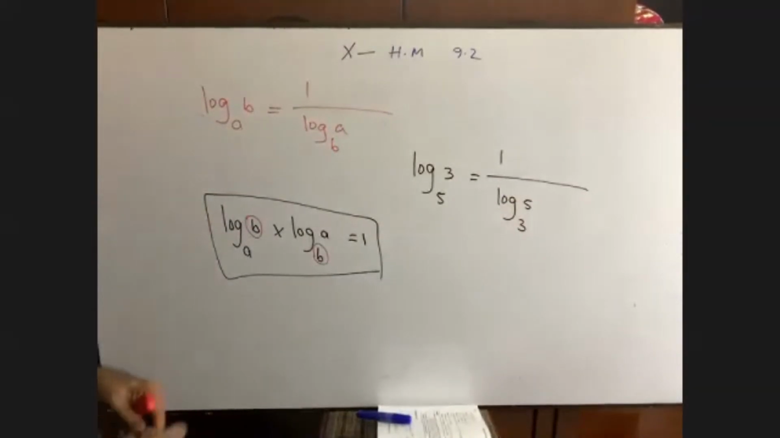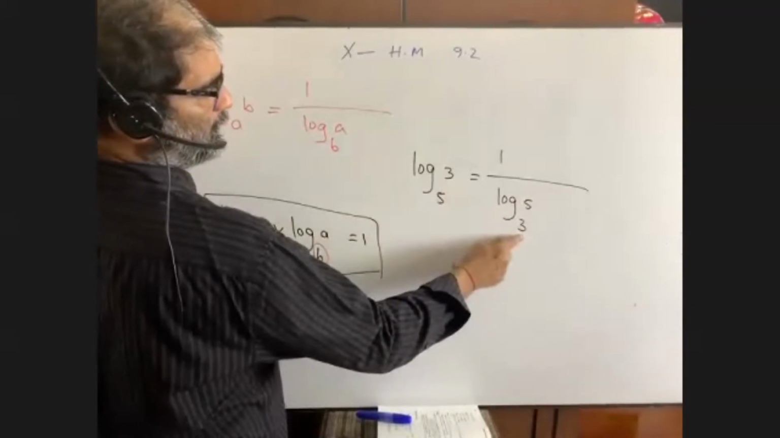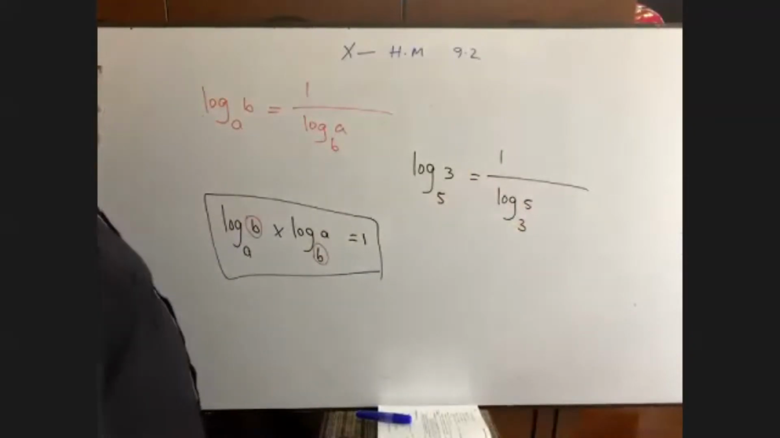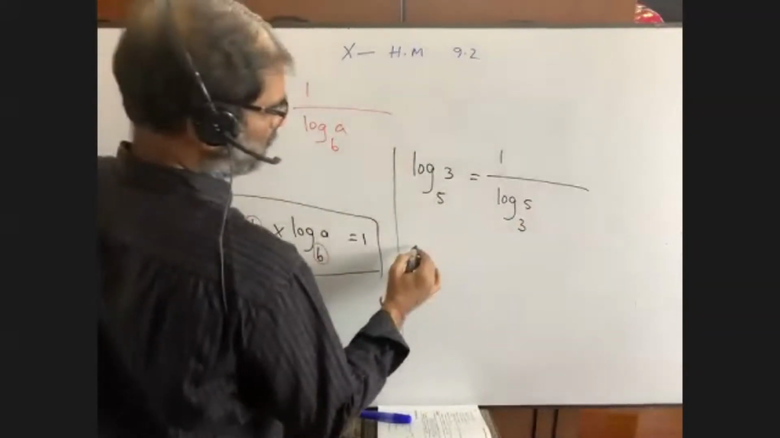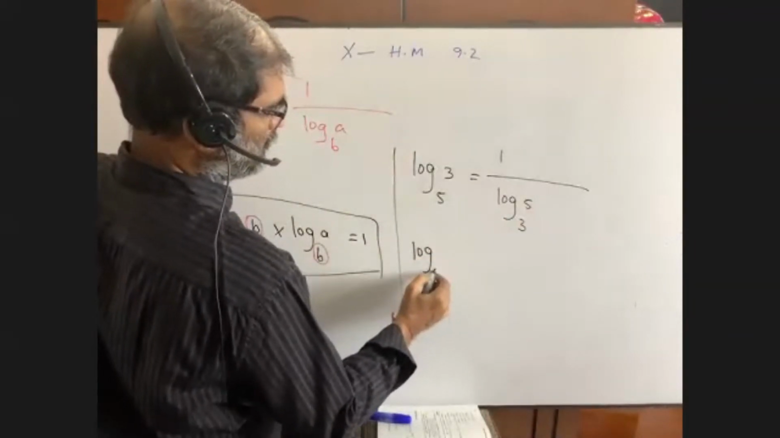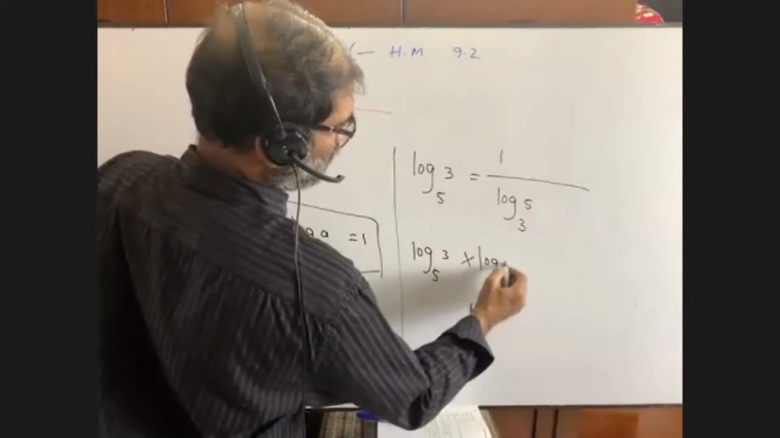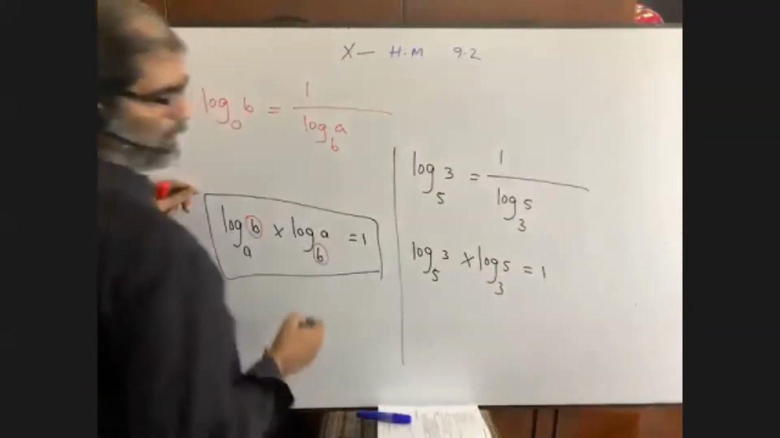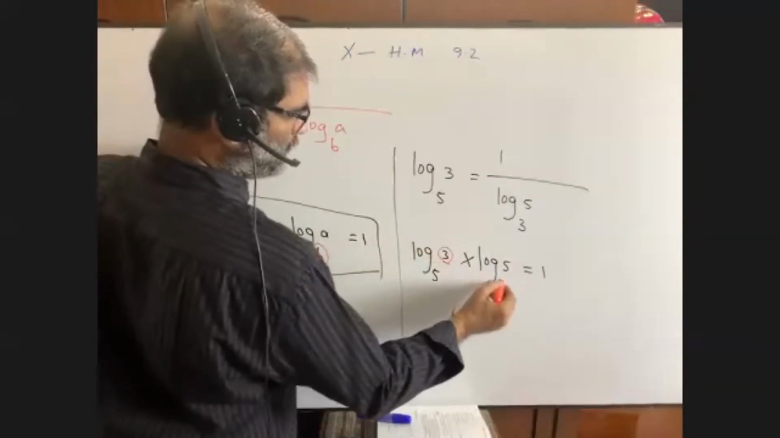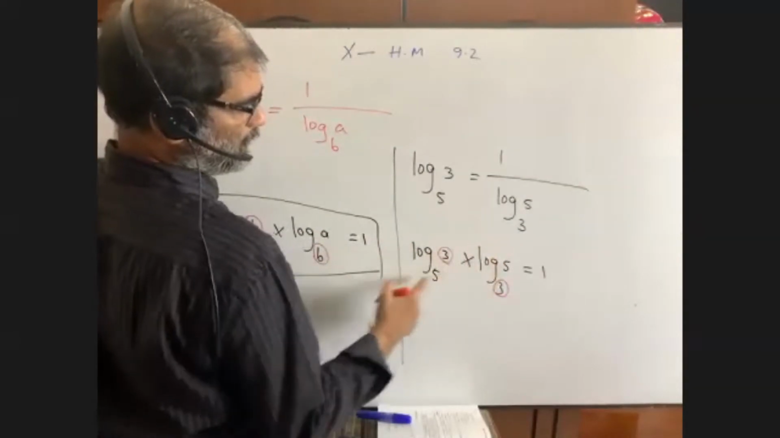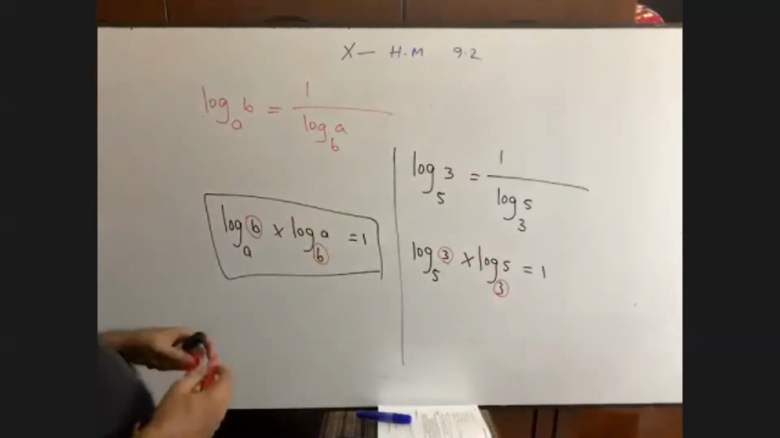Have you got it? It is 5, but here it is 3. It is 3, here it is 5. Okay, have you seen? That means if I go for multiplying, then we are getting here log 5 base 3 into log 3 base 5 equals to 1. I mean by cross multiplication. That is, here 3 will be omitted, so we'll be left with log 5 base 5, so it is equals to 1. So all this will be required today.